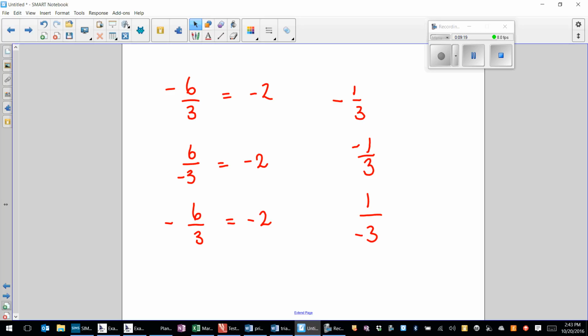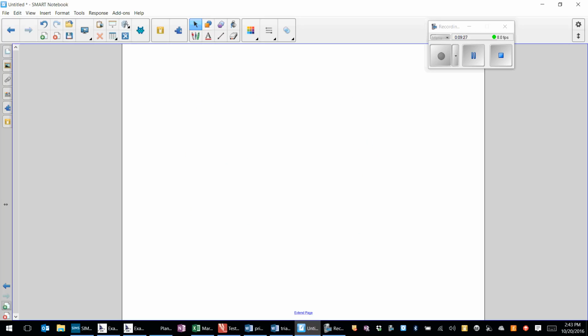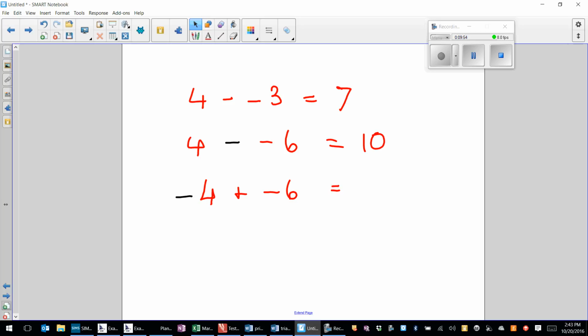Right, Serena, you had a question. Yes, okay. So 4 take away negative 3 equals 7. So then, would 4 take away negative 6 be 10? So you add negative 6, equals 10. Negative 2. Wait, oh, it's negative 4. Never mind.